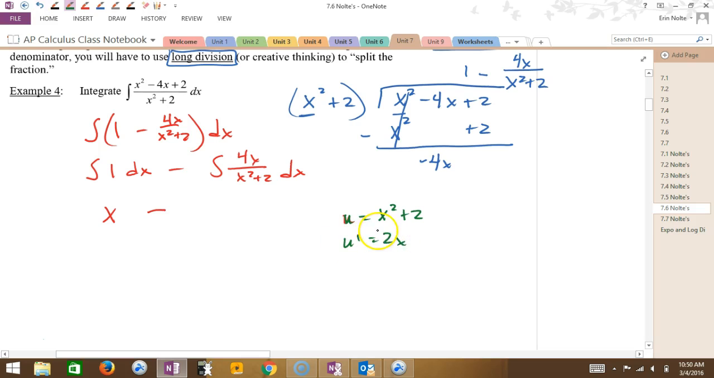2x. So now if I compare that to the top, is it the same? How do I make it look the same? Pull the 2 out. So is it okay if I pull the 2 out and put it in front of the integral instead of keeping it inside? Or is that too confusing? You can do that. Does everybody follow that?